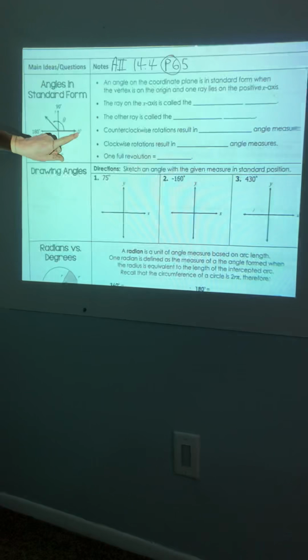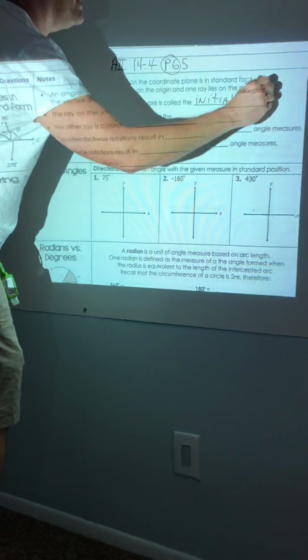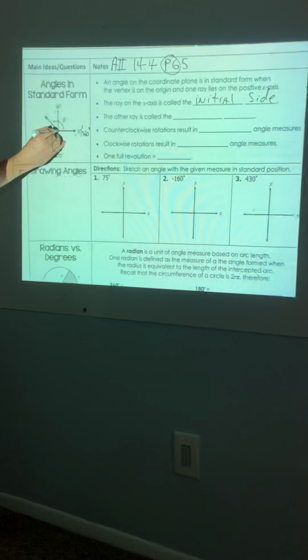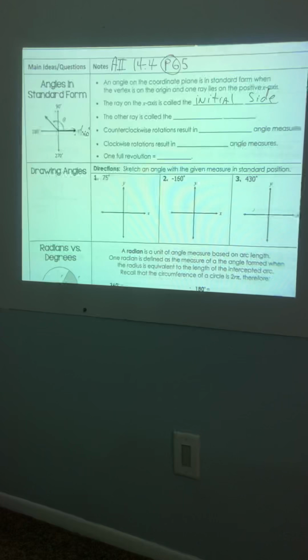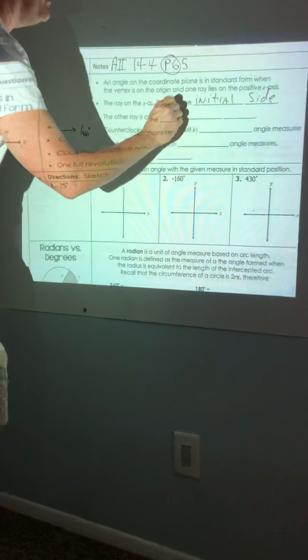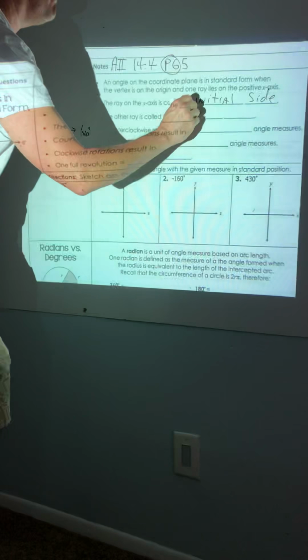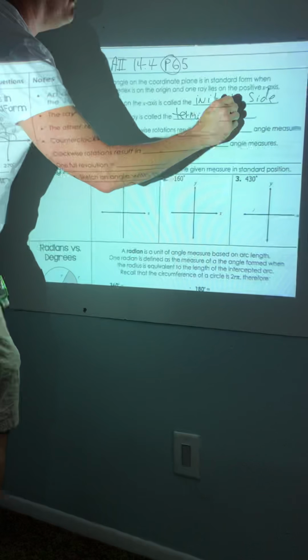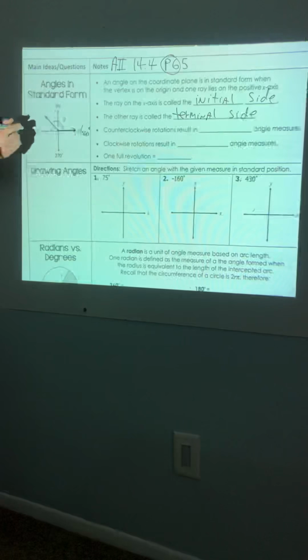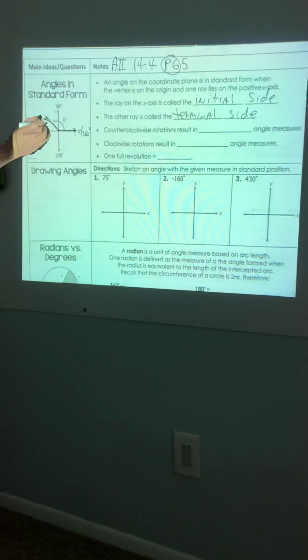All right, the ray on the x-axis is called the initial side. All right, so that's from 0, 0, and then that's this baby right here. That's the initial side. The other ray is called the terminal side. Alright, and then this one example they drew here, this would be the terminal side.